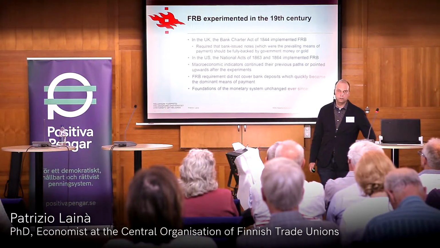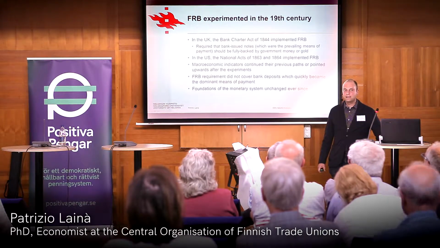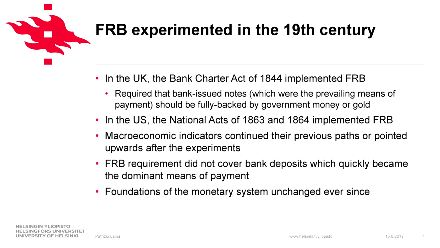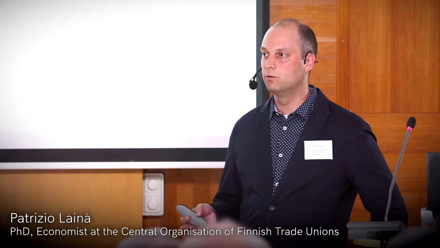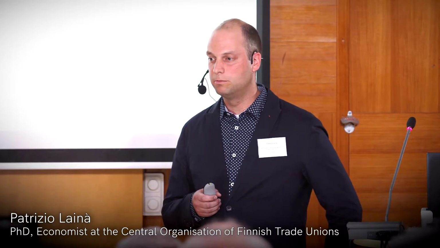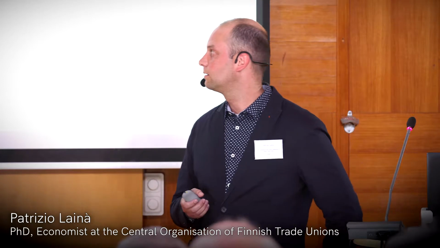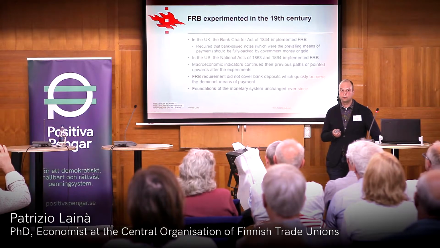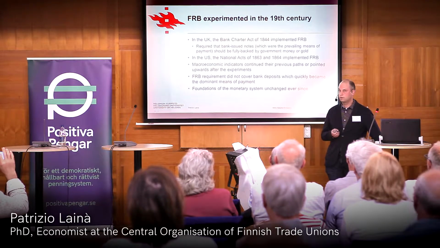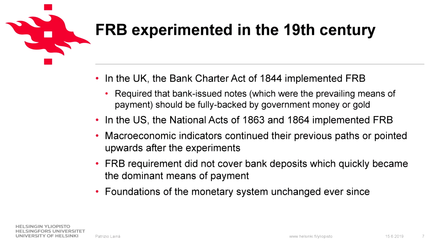Now to the historical examples. Full reserve banking was actually experimented with in the US and the UK in the 19th century. In the UK, there was the Bank Charter Act that prevented private money creation, but only considering bank notes. So cash was at that time basically nationalized, or at least it had to be fully backed by government securities or gold. So that's also one type. And then the US did the same thing during the Civil War. And macroeconomic indicators either continued their previous paths or pointed a bit upwards, but it's hard to say. I will show you some indicators in a moment.